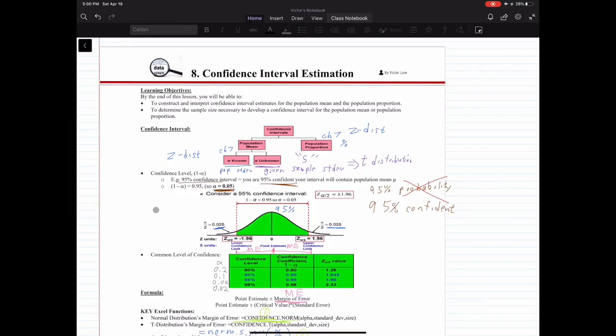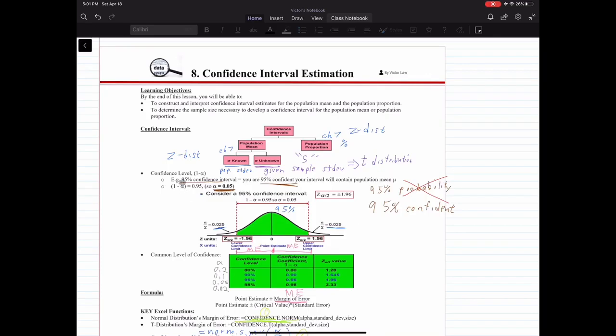And the definition for confidence interval is, for example, I gave you 95% confidence interval. The 95% confidence interval represents that you're 95% confident that your interval will contain the population mean. So the confidence interval shows how confident you are. It doesn't tell you the probability. We're not claiming that it's 95% probability that the interval will contain the population mean. What we're claiming is that we're 95% confident. And this is what the confidence interval is about. We're 95% confident that the interval will contain the population mean.